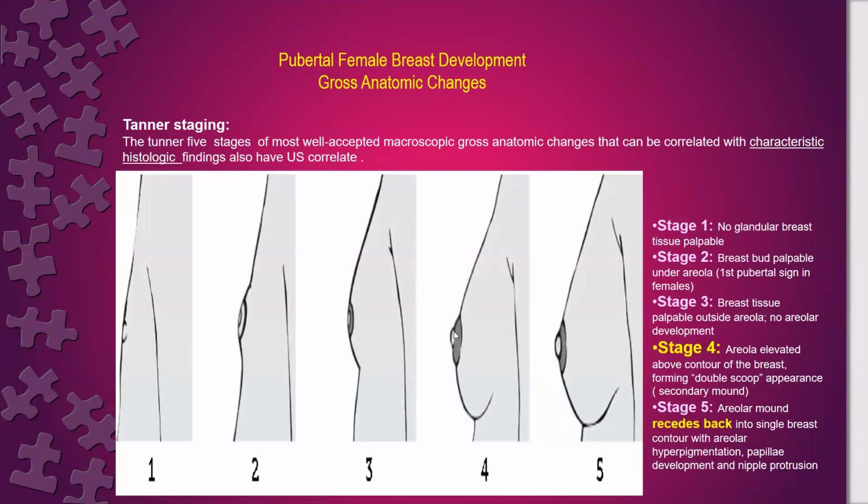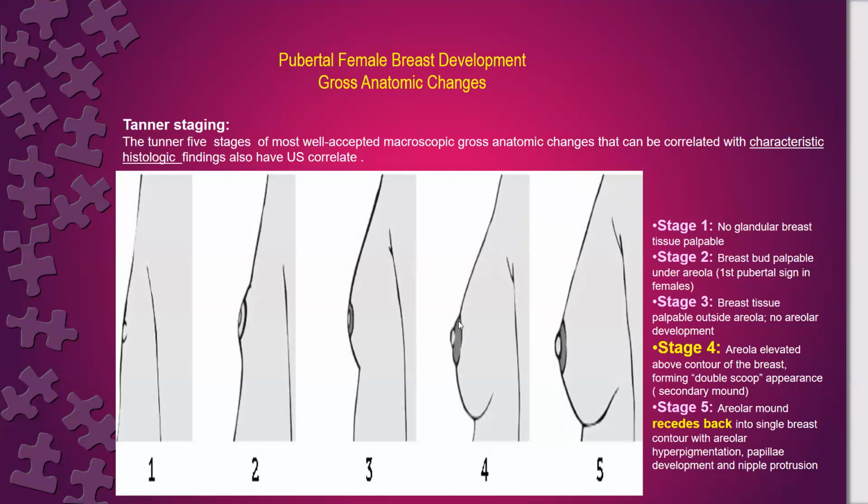At 4 here there is elevation of the papilla, as well as elevation of the areola. Both are elevated. Look at the skin. There is elevation here and here. Both are elevated. Stage 5, then the elevation or the mount of the areola will go back. It will recede back. And look at the skin going straight. Then you have only elevation of the papilla.